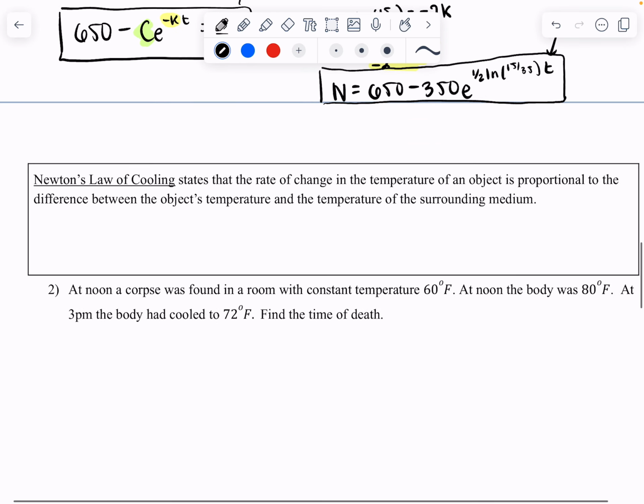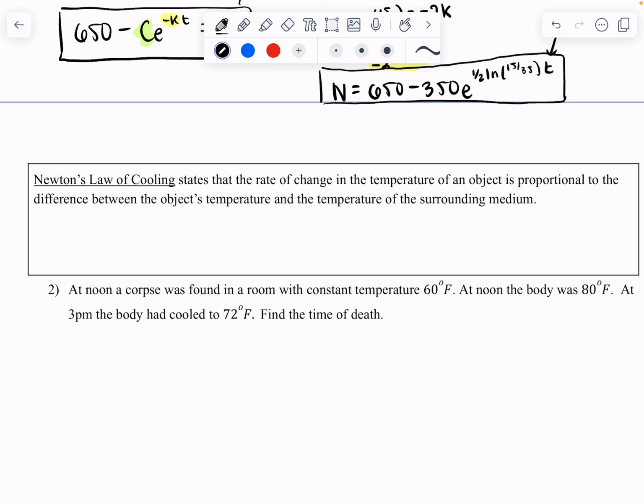One more question. We're gonna solve a crime here. So, well, we're not gonna solve it. We're gonna help solve it. This problem we're gonna do is based on Newton's law of cooling. Newton's law of cooling states that the rate of change in the temperature of an object is proportional to the difference between the object's temperature and the temperature of the surrounding medium.